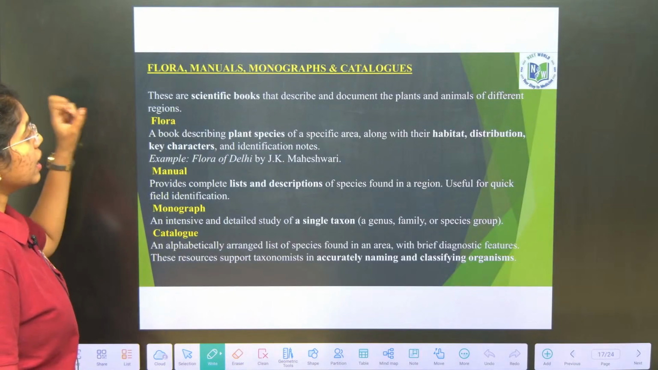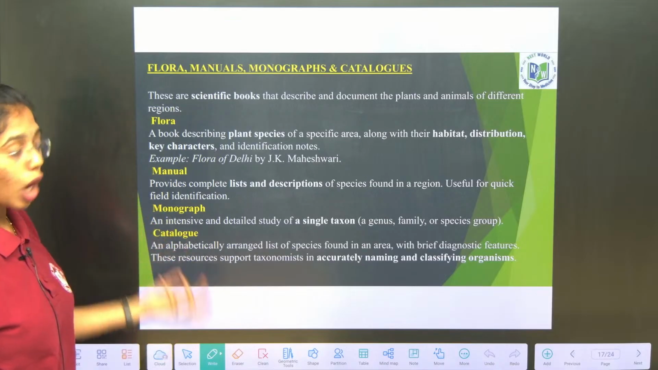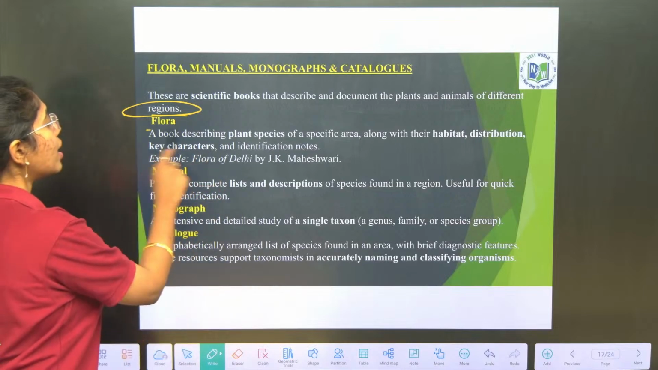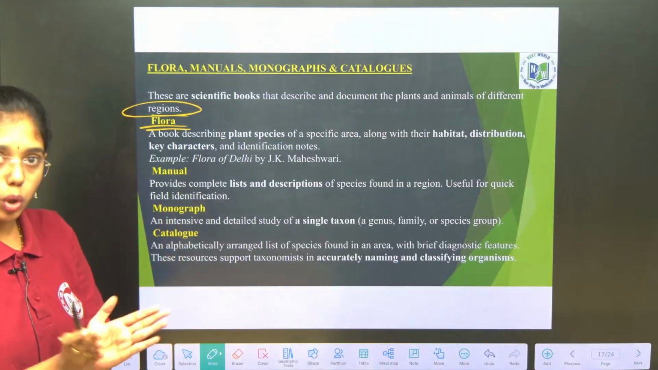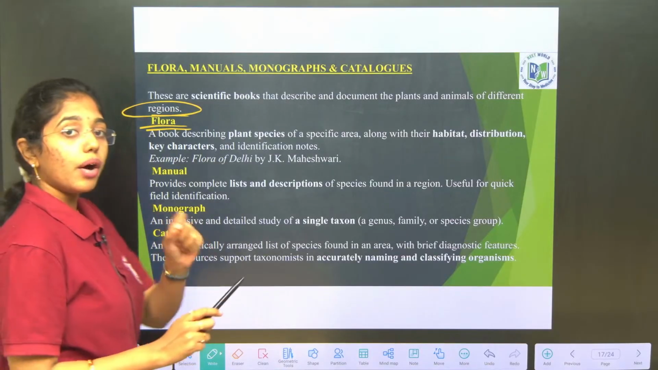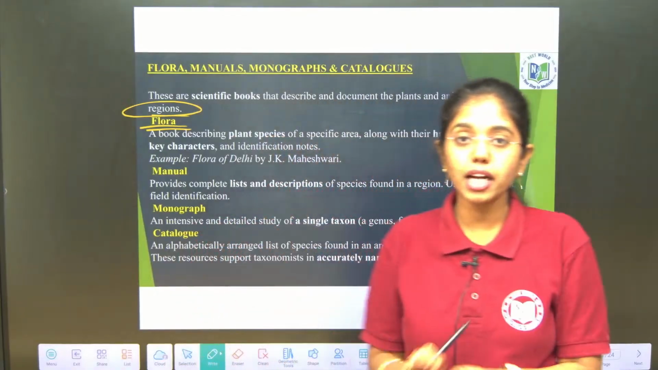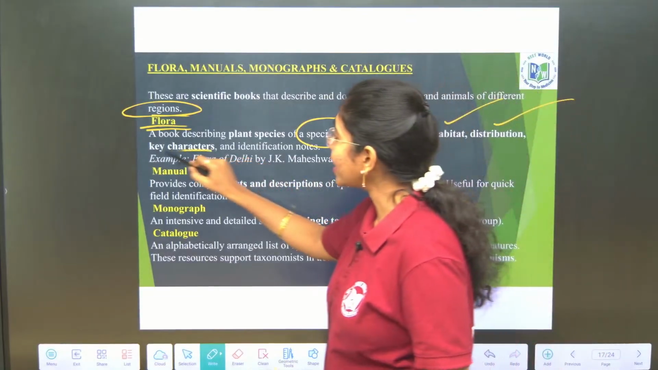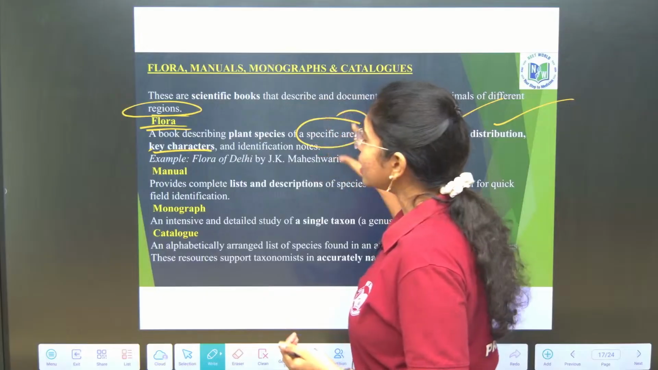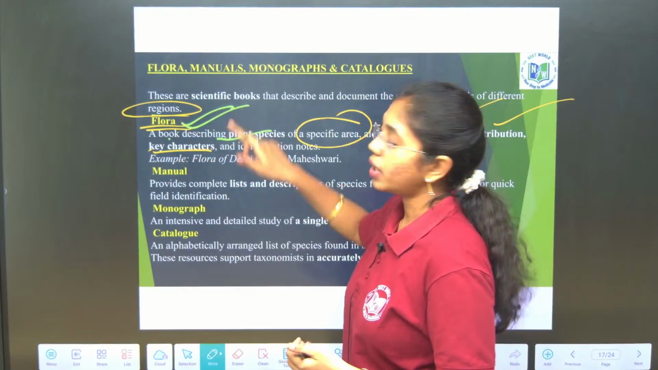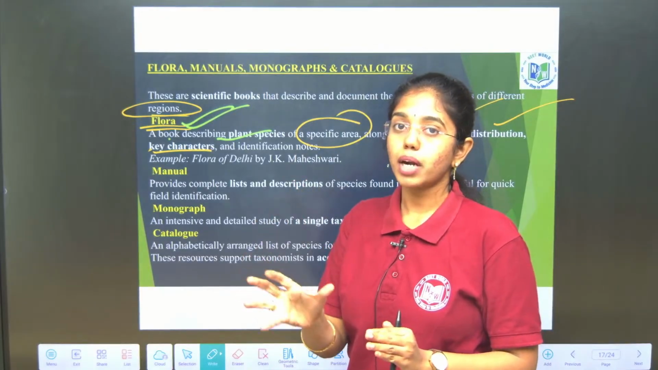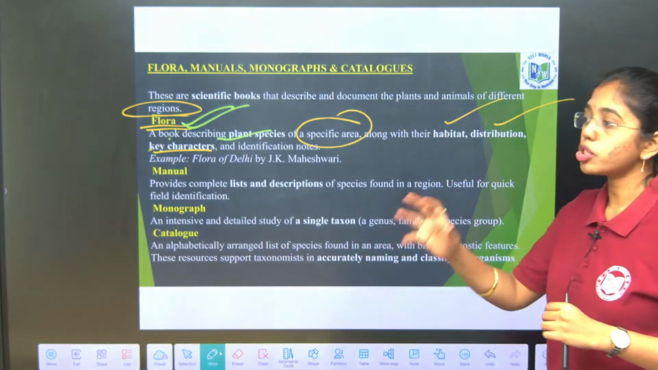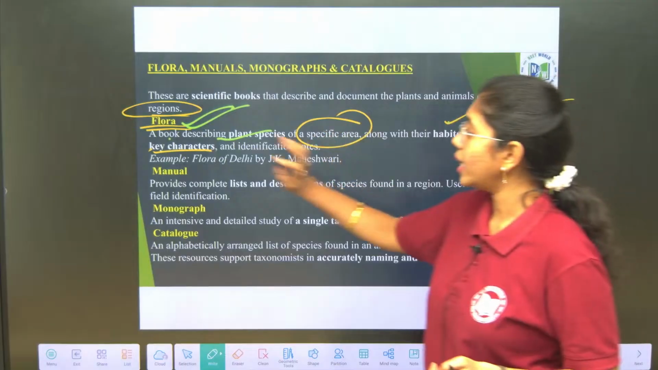Here you see these are scientific books that describe and document the plants and animals of different regions. First, how can you describe flora? What is flora actually? Flora is a book which describes all the plant species located in a specific area, along with their habitat, distribution and key characters for identification. All these are described in a book, and that book we call flora. Flora includes all the plants in a particular region, and the descriptions of those plants, habitat, distribution and key characters are mentioned.